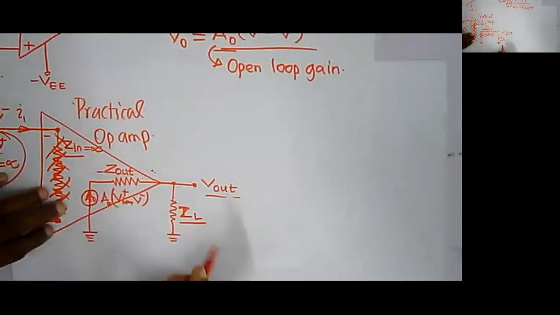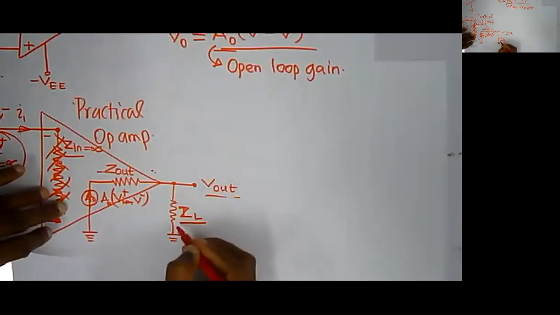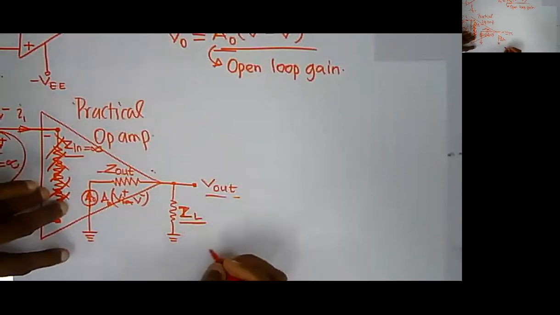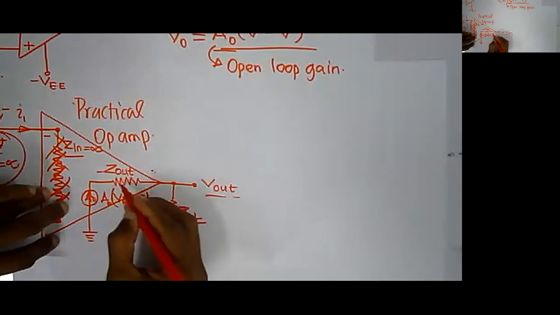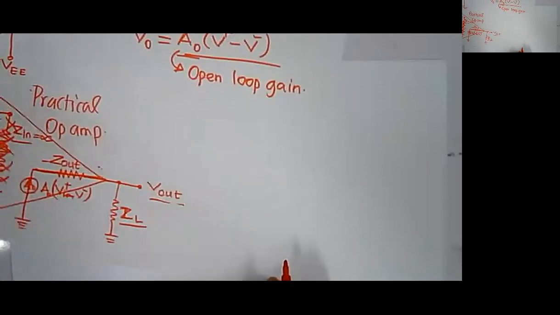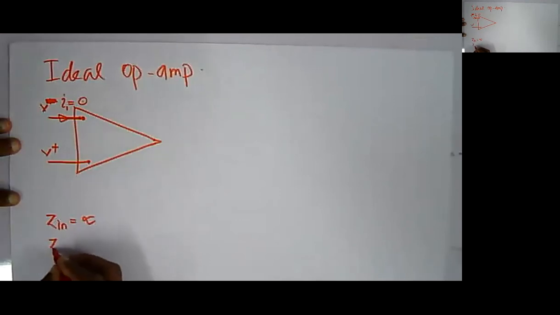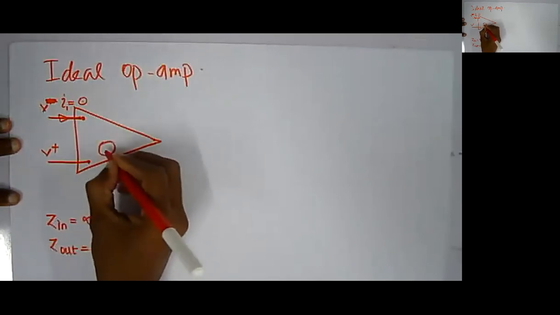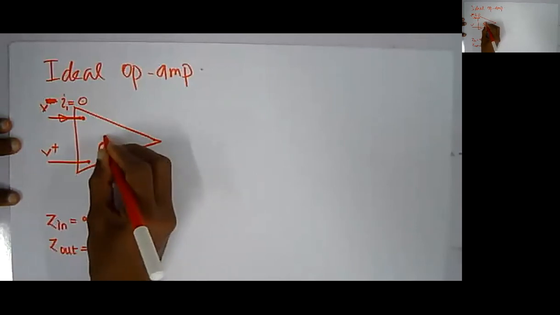And also, as I said earlier, you will have a small output impedance as well, and that influences your V out, which depends on the ZL. If you want to make the voltage V out an independent value, your Z out should be 0. Clear? So the second property of an operational amplifier is Z out equals 0. So that becomes A into V plus minus V minus.